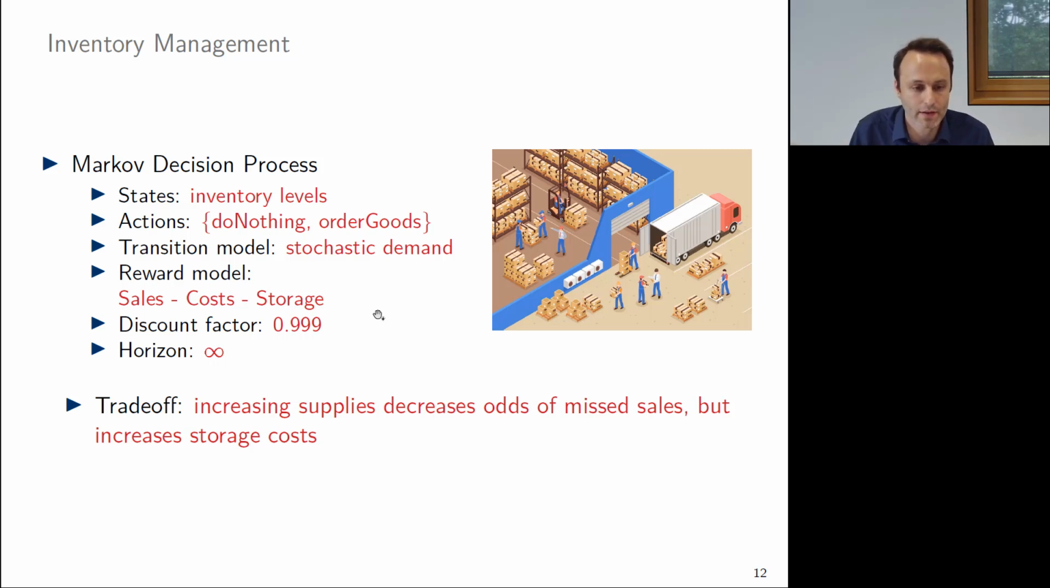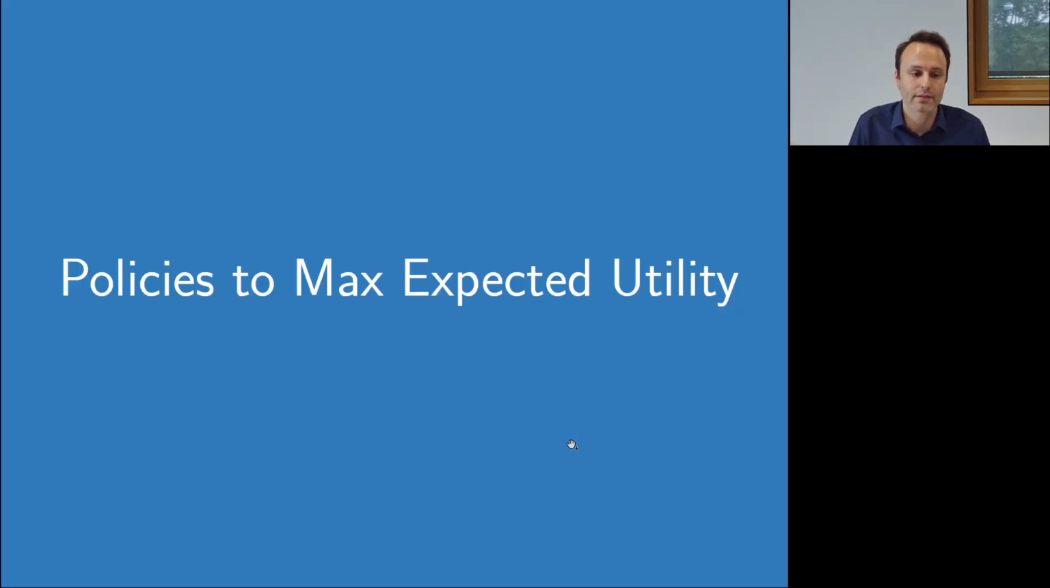And because we don't want to go bankrupt, we want to make profits forever. We have an infinite horizon problem, but we discount with a number just below 1, 0.999, just to make this tractable. Now, well, we have the trade-off of increasing supplies, which reduces the odds of missing sales, but also increases at the same time the storage costs. So we want to find some algorithms that can help us to maximize the cumulative rewards. Now, to do that, we need the best policy.